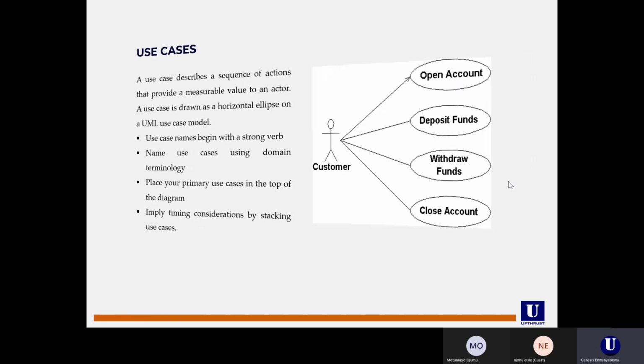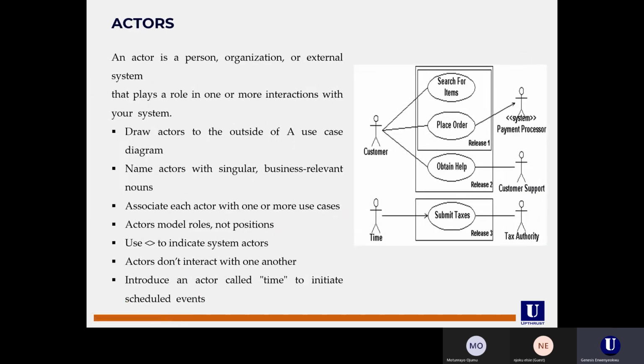Now, let's look at some of the basic rules in actors. We'll look at use cases. Let's look at actors. Remember, we have 4 core components of a use case diagram. One is use case, the next one is actor, the third is relationships, and the fourth is system boundary. So we've looked at use cases, what they are, and what the basic rules and standards are when drawing them. Now let's look at actors. An actor on its own is a person, or an organization, or an external system that plays a role in one or more interactions with your system. So they play a role, they have a relationship with your system.